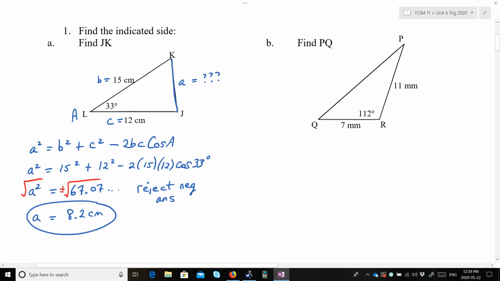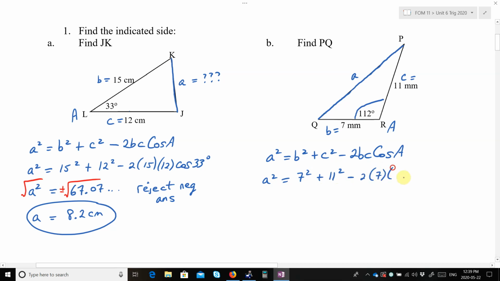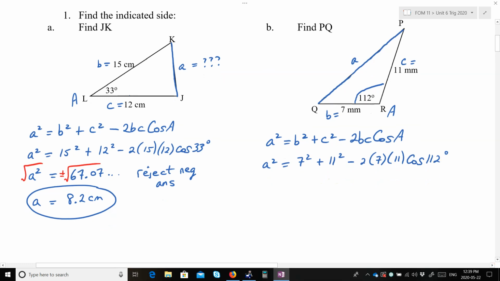Letter B, find PQ. So PQ is right along here. We know this 112 degree angle, so I'm going to label that A. So PQ is little a, and it doesn't matter how you label B and C. A squared is equal to b squared plus c squared minus 2bc cos A. So we are going to get 7 squared plus 11 squared minus 2 times 7 times 11 cos of 112.